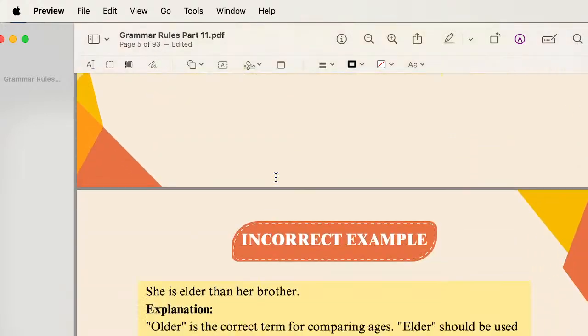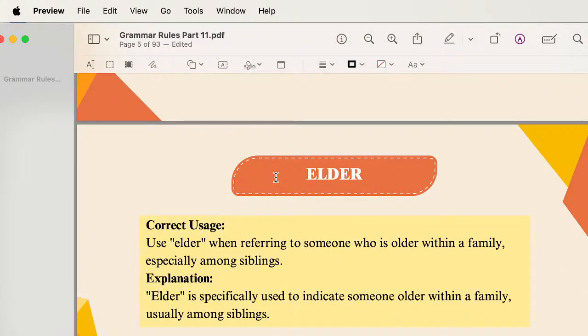Alright, so elder is also used for the same. Elder is also referring to someone who is older but within the family, especially among siblings. So one thing that you need to specifically focus on here is, whenever you're talking about the same family, same lineage, whenever same family implies specifically siblings, then in that case you're supposed to use elder. Okay, so it indicates someone older within the family, usually among siblings. So this is something that you need to remember and jot it down if possible, so that you can remember it for eternity, forever.